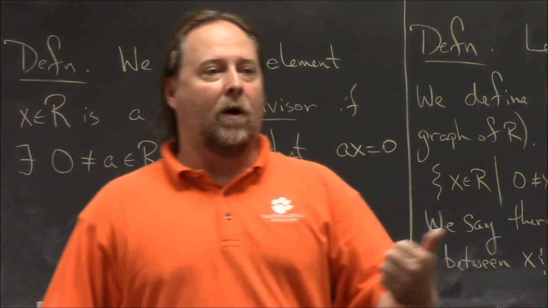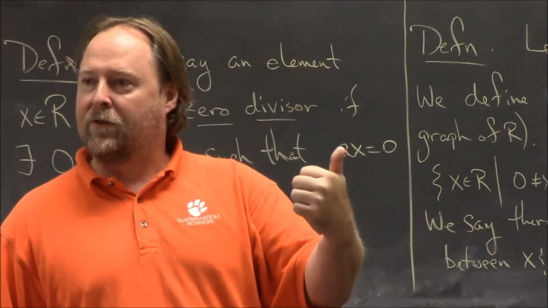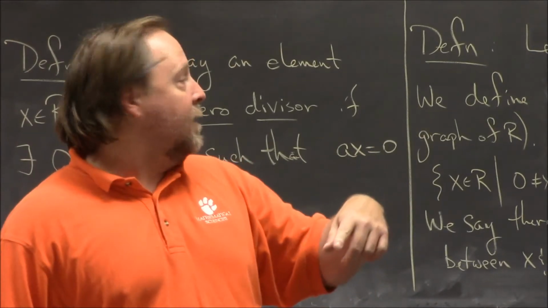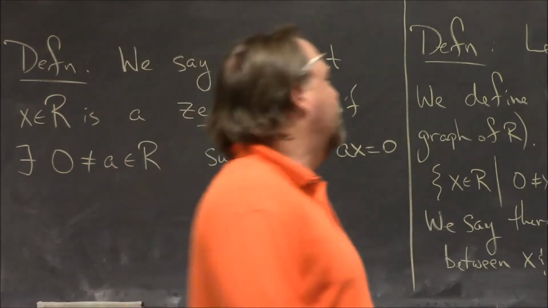And here's why it works. Because 2 has a factor in common with 6, right? And I can multiply that by 3 and get 0. 3 has a factor in common, I can multiply that by 2 or 4, and 4 has a factor in common.